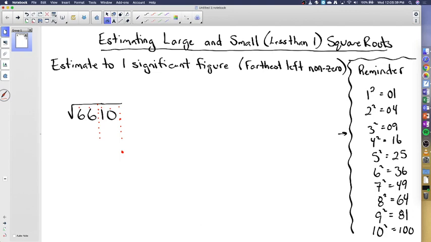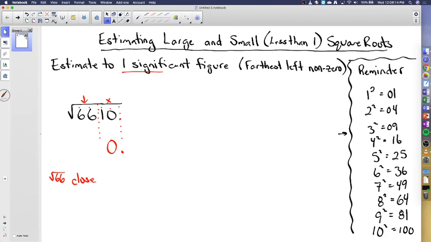Since I'm estimating to one significant figure, the only one I want to look at is this 66. Because that 66 is the farthest left non-zero number, I'm not worried about the 10, so I'm just going to estimate that as 0. One significant figure means I'm getting the nearest 10 or 100 or 1,000 or whatever my first digit is going to be. So what I'm looking at now is the square root of 66.